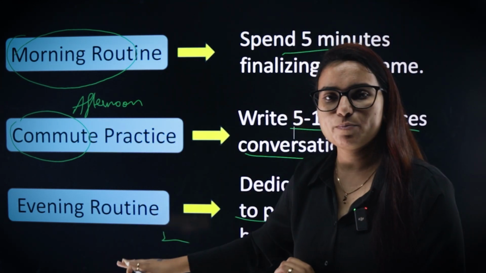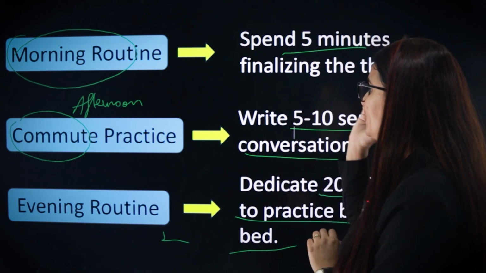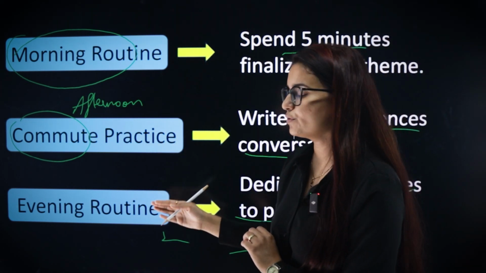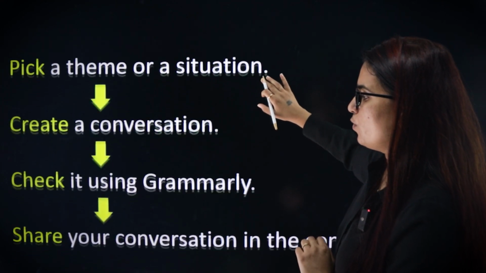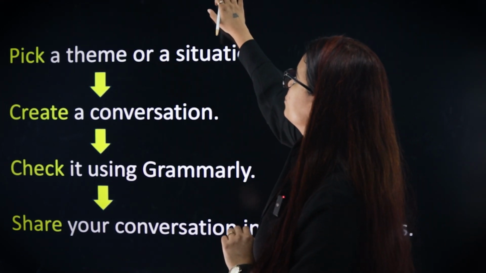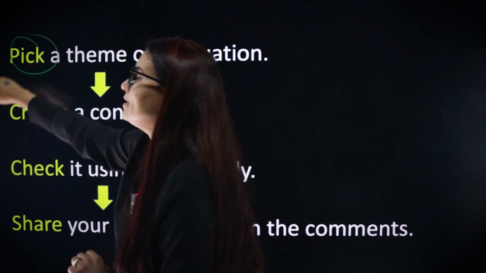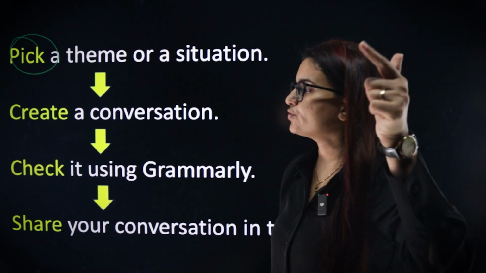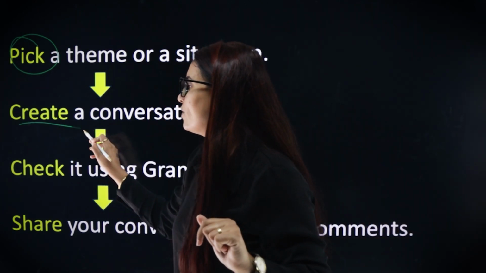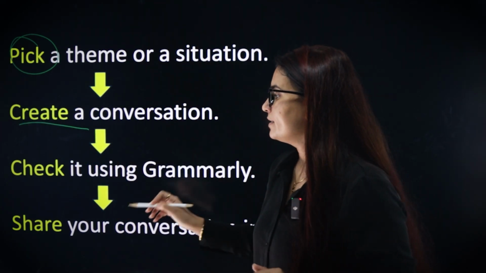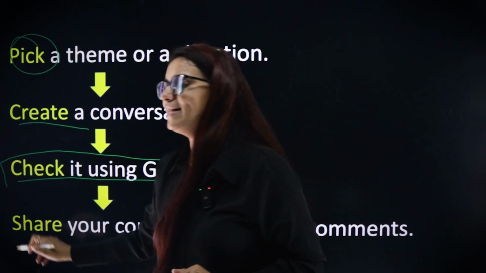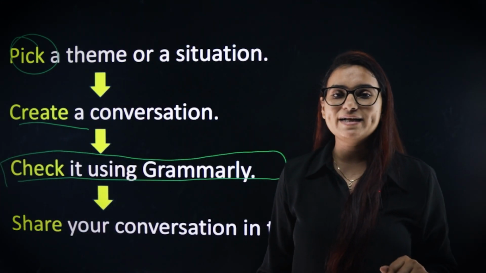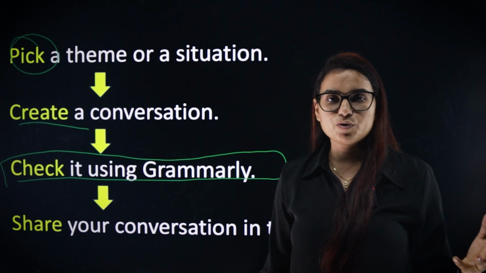All right, let's move on. We have got a proper schedule here. We know what to do in the morning, in the afternoon, in the evening. Let's talk about the call to action, what I want you to do. I really want you to start by picking a theme: shopping, restaurant, your choice. Create a conversation in the afternoon. Then check it using Grammarly. You don't want to write anything wrong. You don't want to write anything inappropriate.